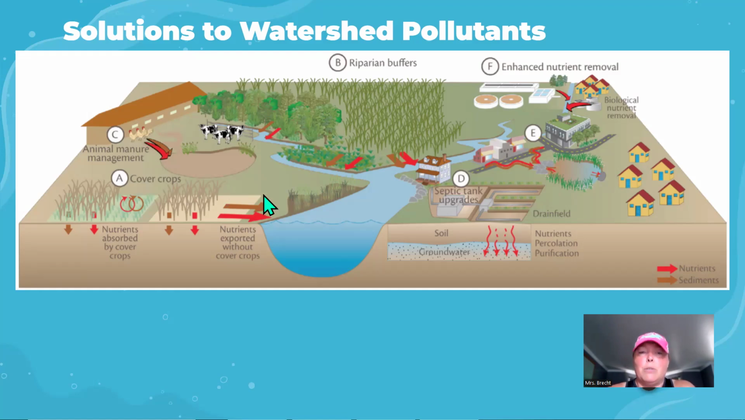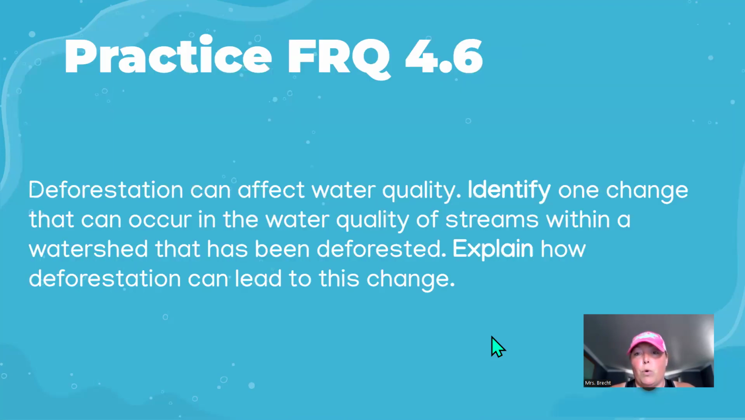Animal manure management, so just eliminating the use of CAFOs and how they're getting rid of waste at farms. And then making sure septic tanks are upgraded and we have nutrient removal at our water treatment plants. All of these things are things that we have the ability to do. It's just that the cost tends to be difficult for people to afford.